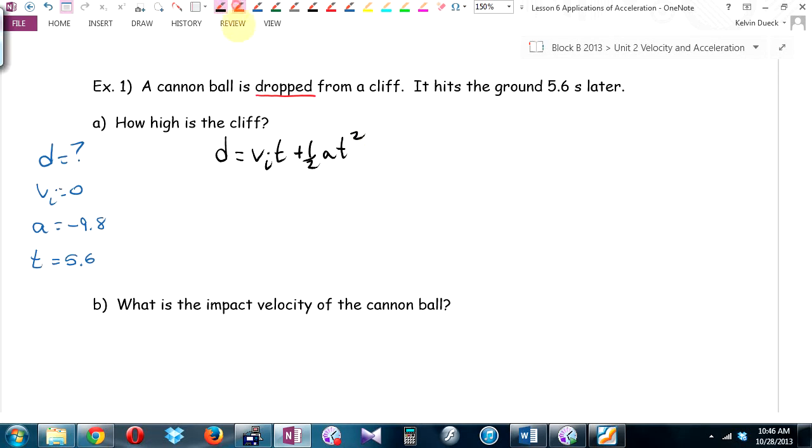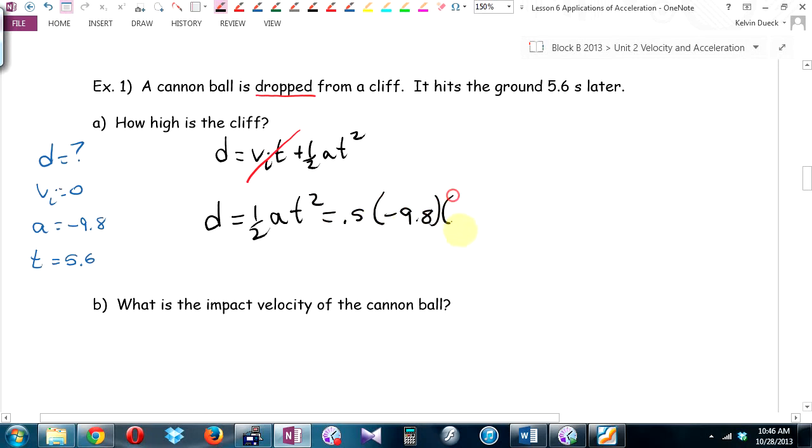Hey, Alex, why can I do that? Because the initial velocity is 0. Dropped. And that's why I said, I think it was with Zach, this is one that shows up an awful lot. Anytime you're dropping an object, by definition, VI is 0. So we're going to have D equals a half AT squared: 0.5, negative 9.8, 5.6 squared.